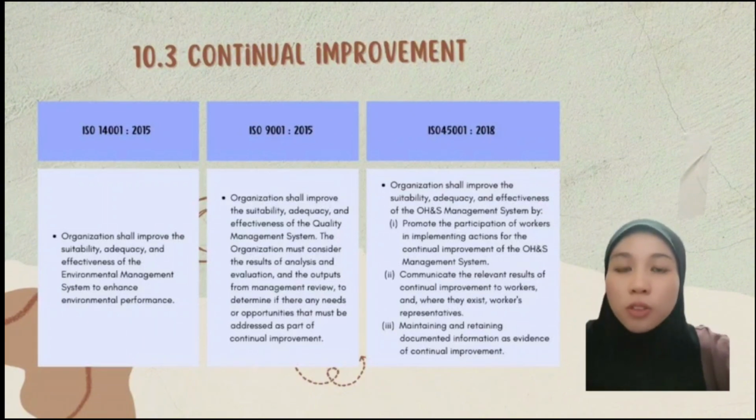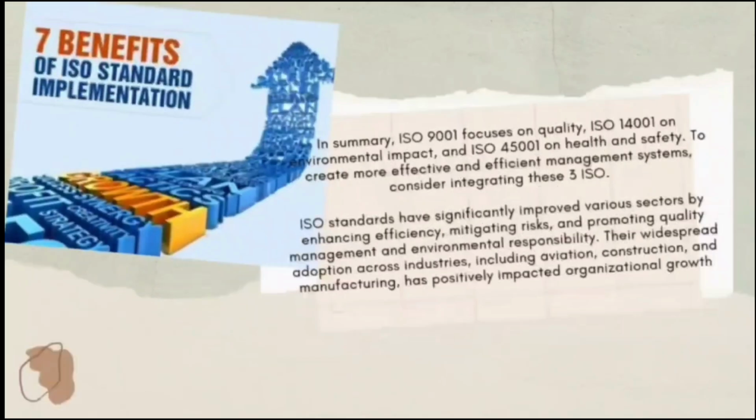And for ISO 45001, the organization should improve the suitability, adequacy, and effectiveness of the OH&S management system by: 1. Promote the participation of workers in implementing action for the continual improvement of the OH&S management system. 2. Communicate the relevant result of the continual improvement to workers and, where they exist, workers' representatives. And 3. Maintain and retain documented information as evidence of continual improvement.